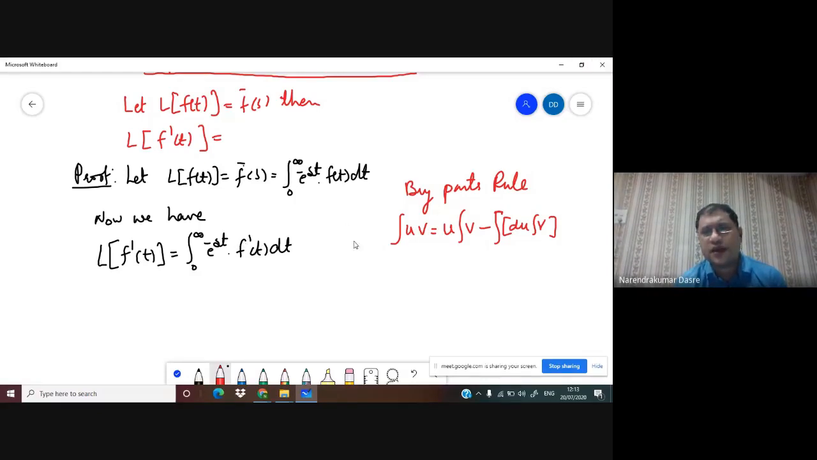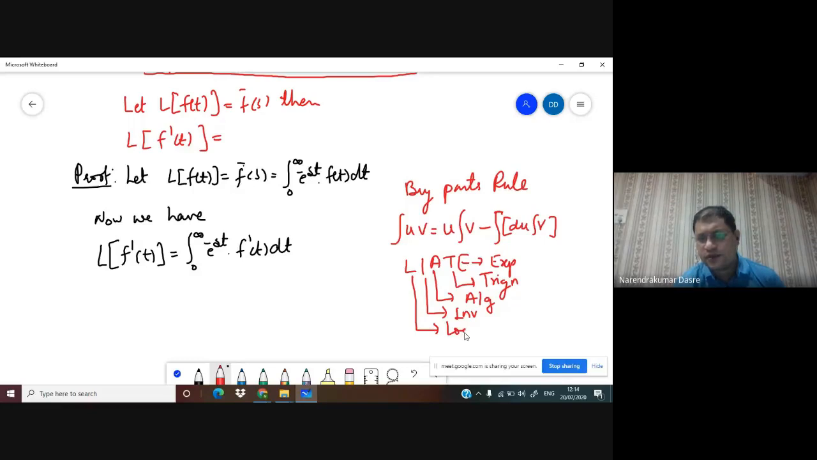And why we choose by parts, or how we decide this hierarchy. So at the end you will have the exponential function, then the trigonometric function, then the algebraic function, then the inverse trigonometric function, and then here we have the logarithm function. So this is how we consider the priority.